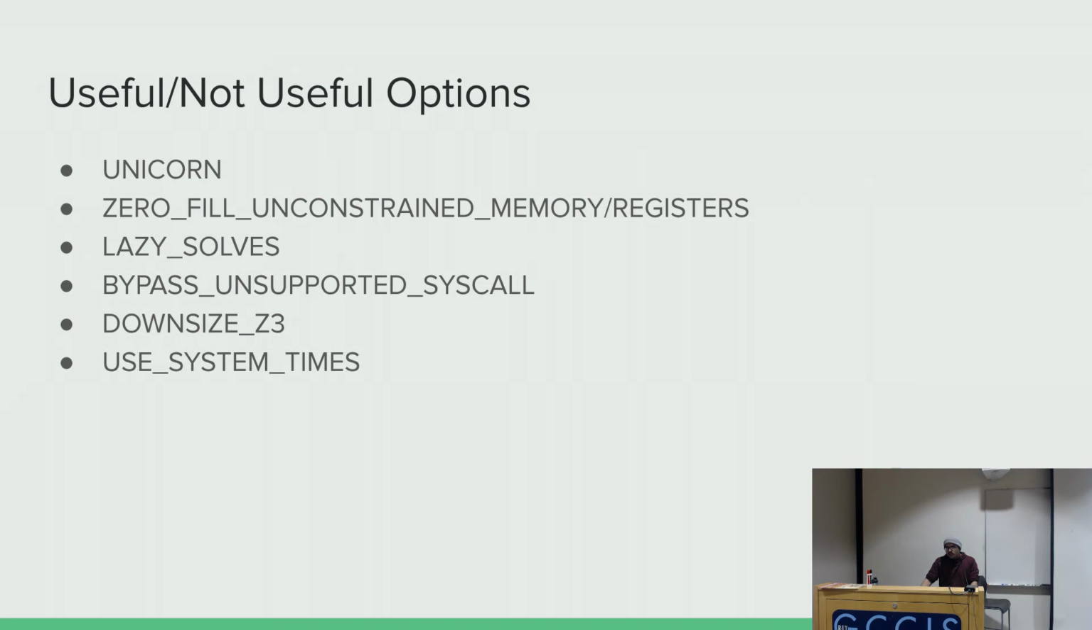You can use bypass unsupported syscall: once it comes across a syscall that hasn't been implemented in Angr, it'll just bypass it. You can use downsize Z3 if you're having issues with memory; it makes it so Z3 doesn't use as much RAM as it typically does. And use system times is helpful when you're exploiting a binary that uses something like the system time to create a random number. It makes Angr grab the system time from your OS and use that.